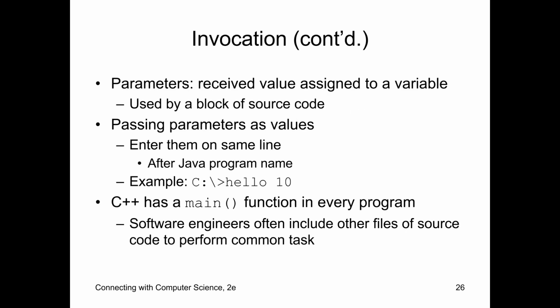C# has a main function in every program. And notice that software engineers include other files to perform common tasks. Those are generally DLLs or external classes or Java files that are included, so that you don't have to write the same code or cram it all into one file. And then you could take that extra code, as they're talking about here. Those other files can be used in multiple places, and often that happens.